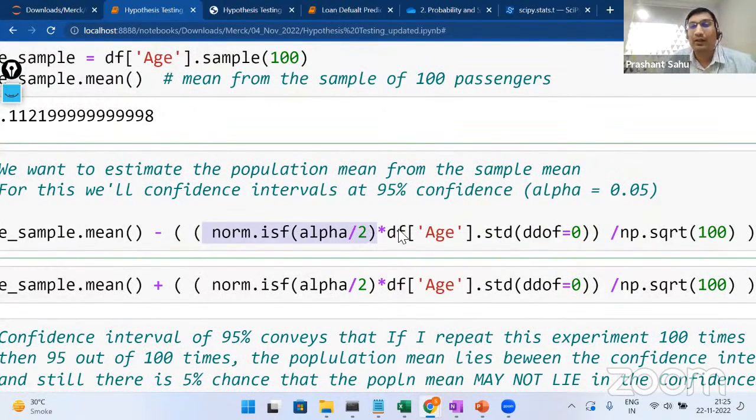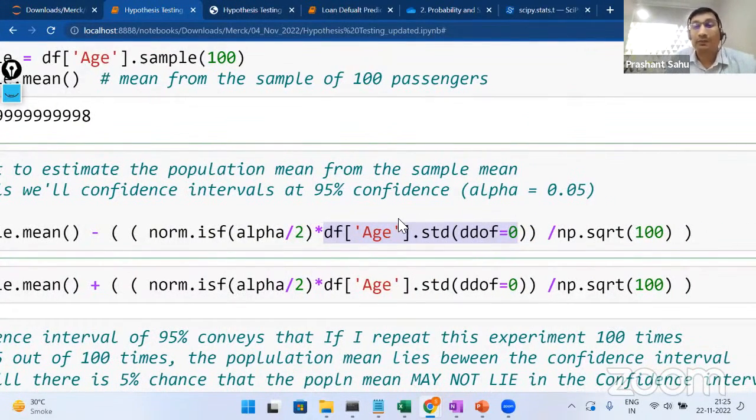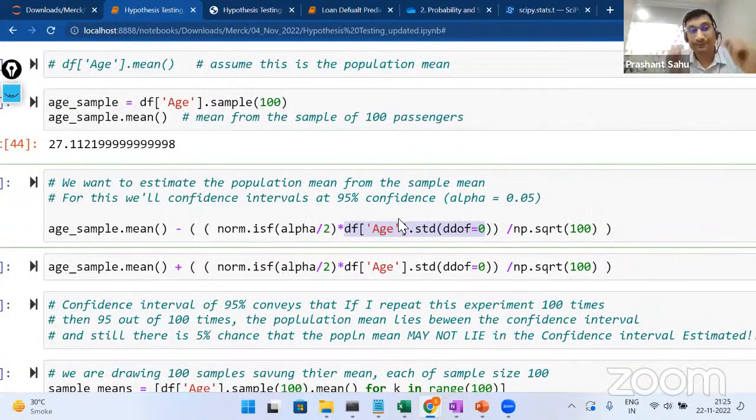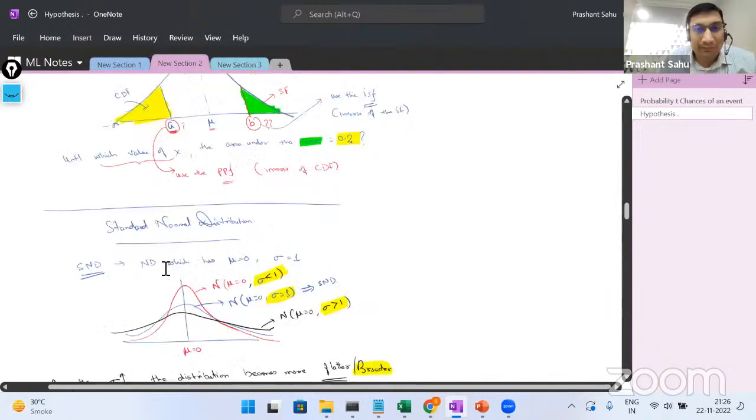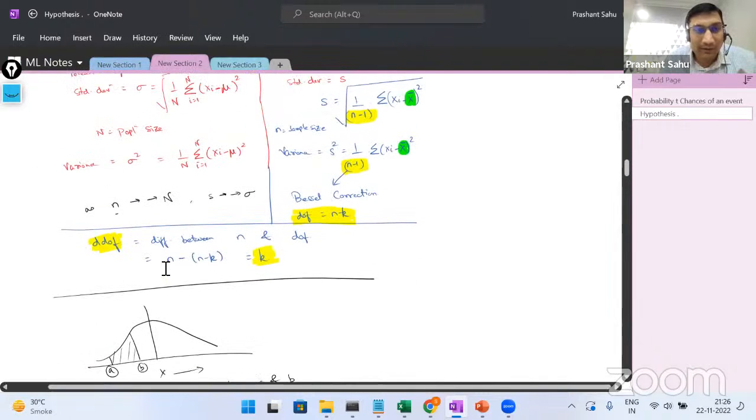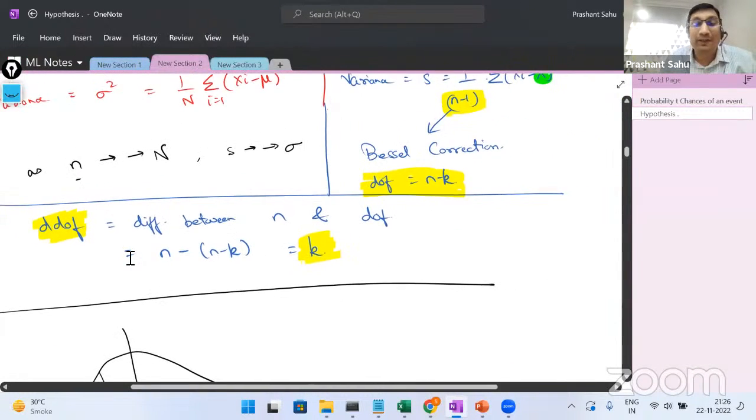Perfect. Now this is your mean. Standard deviation coming from the sample or the population? This is coming from the population. Very good. When the DDoF is 0, it is coming from the population. When the DDoF is 1, it is coming from the sample. What is DDoF? DDoF is the difference between n and the degrees of freedom. Somewhere I had mentioned that. That is n minus k.